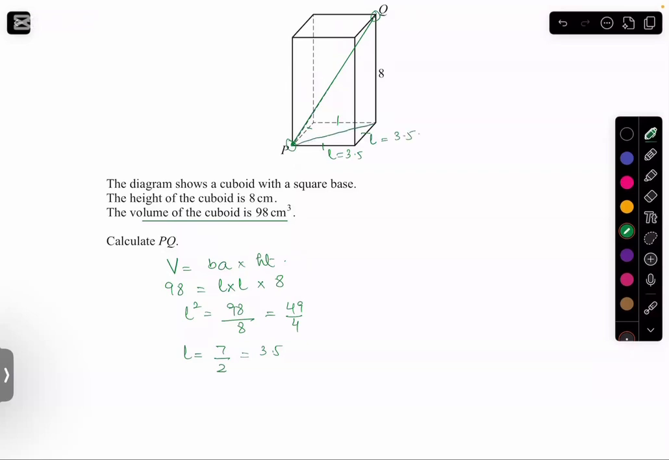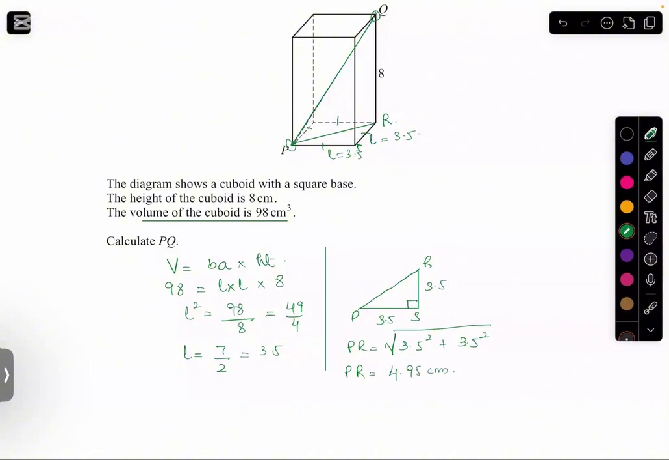So if I get the diagonal here, let's write this point as R. For this triangle, I can very easily get my PR, and I'll explain why I'm doing that. Let's call this point S. So PSR, and this is 3.5. This also is 3.5. Again, applying the Pythagoras theorem, PR is equal to the square root of 3.5 squared plus 3.5 squared. So PR then is equal to 4.95 centimeters.